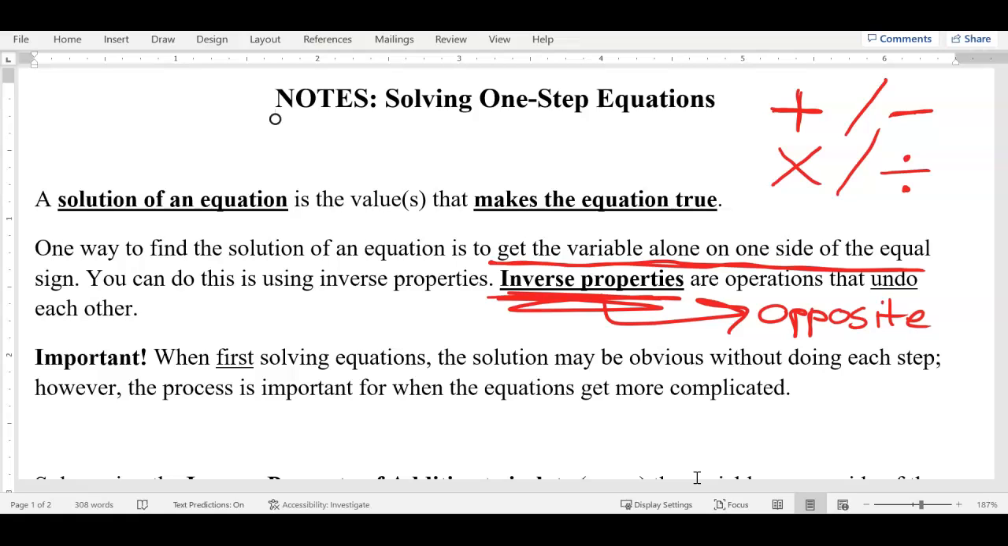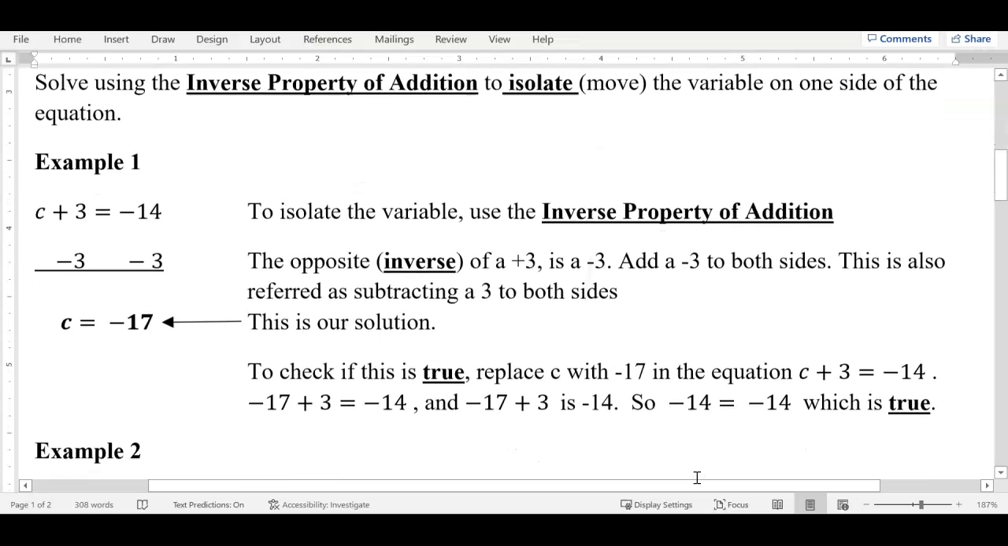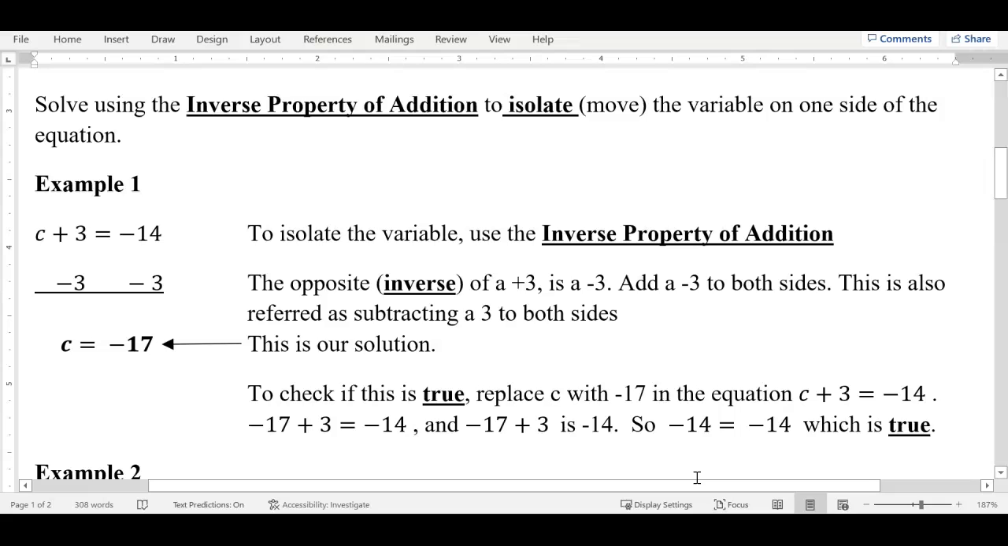do the opposite. Okay. Now, important, when you're first solving equations, the solution may be obvious. You might be like, duh, but stick with it. Do the steps, because once we start adding more than one step, you've got to follow the progression. Now, let's solve these using the inverse property of addition to isolate the variable. Isolate the variable means we need to get the variable, the letter, by itself on one side. So here's example 1. C plus 3 equals negative 14. What's the variable here? C. That's the letter, right? Is it by itself?